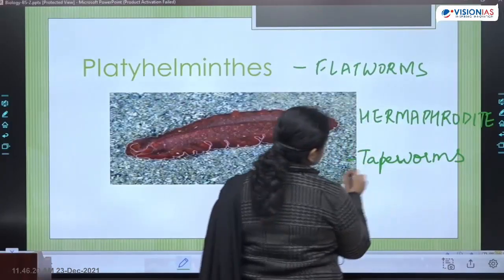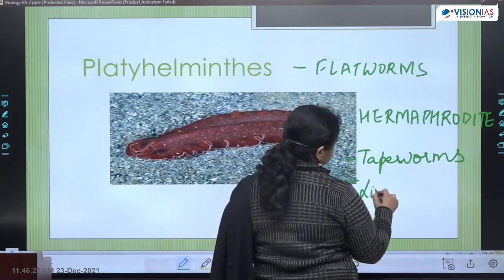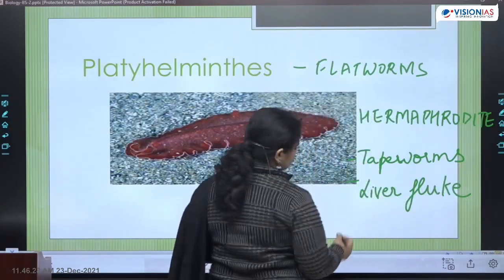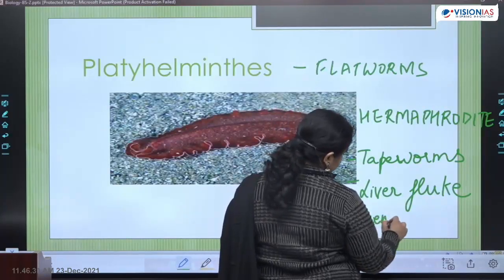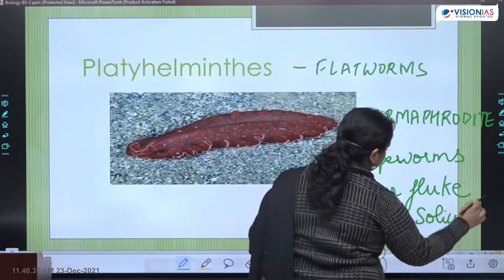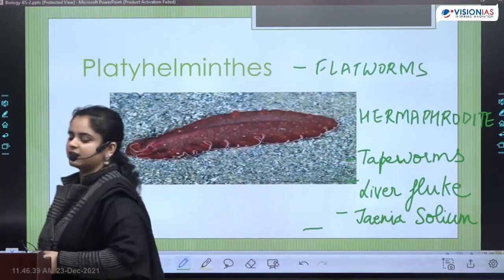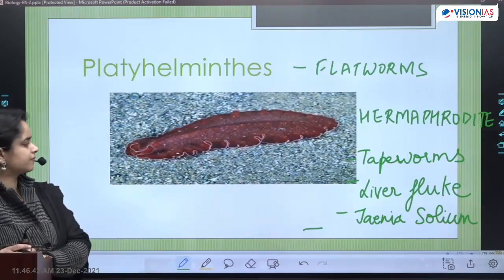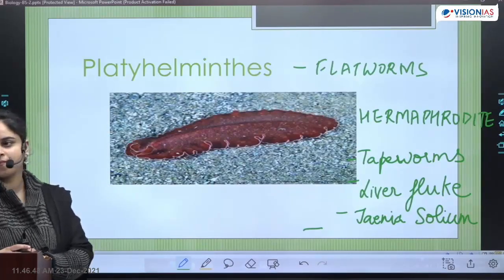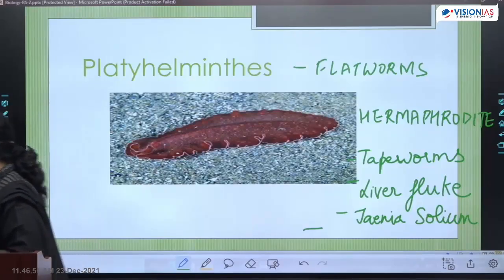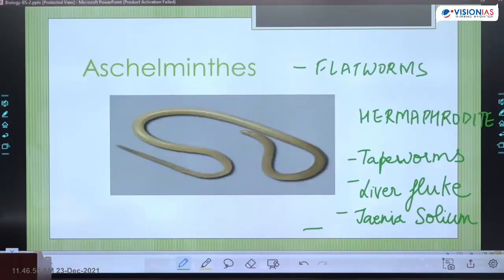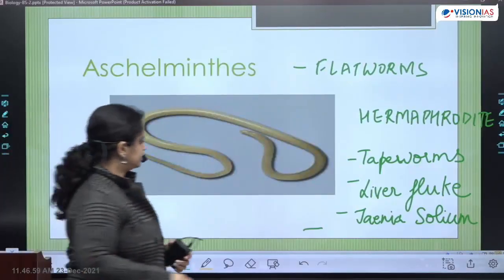Example, you must have heard this, tapeworm. Then you have different types of flukes, liver fluke. Then there is a special worm called Taenia solium, again very important for diseases. We will come to this again when we do diseases in the next class. After this, we have the next category of worms, again very important when it comes to diseases.